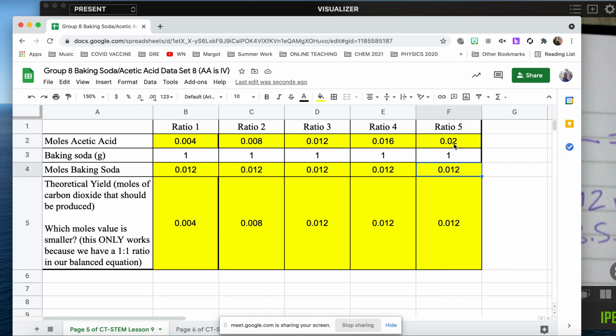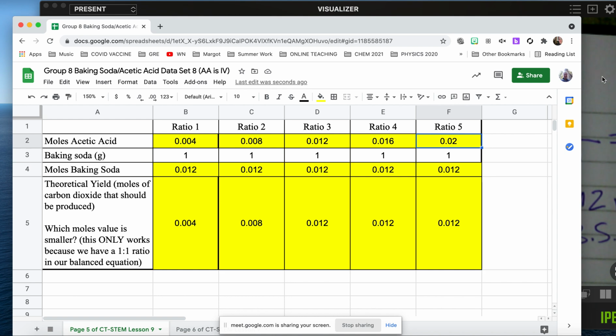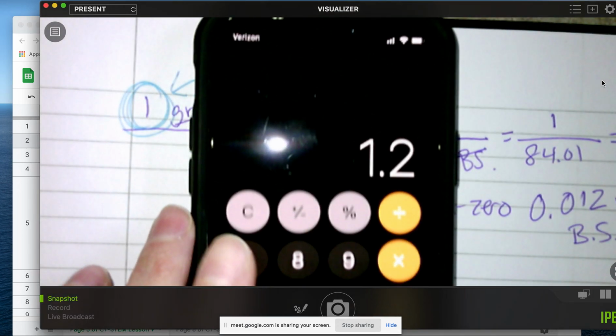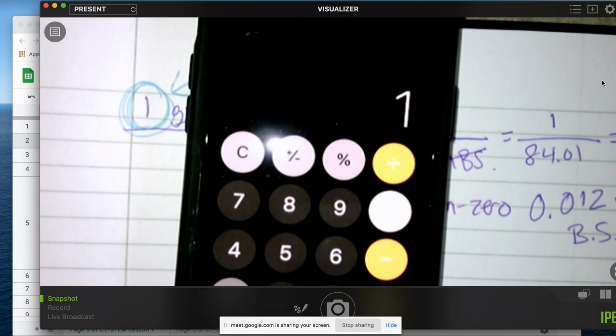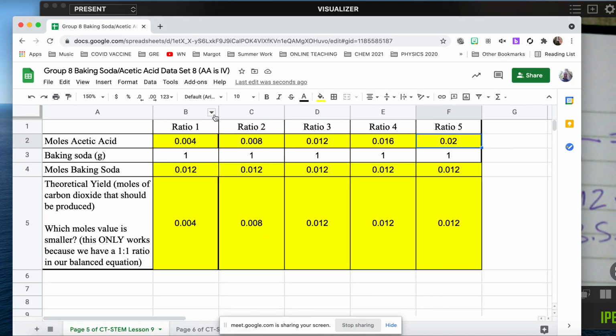Okay, so with this one, if I was confused about this specific one, I would again go to my calculator. 0.012 times 100, and I end up with 1.2. So if the decimals are throwing you, double check by multiplying them by some number to make the numbers bigger.